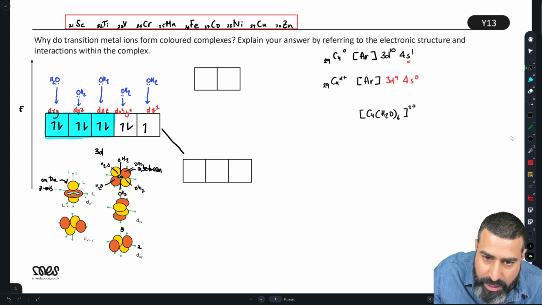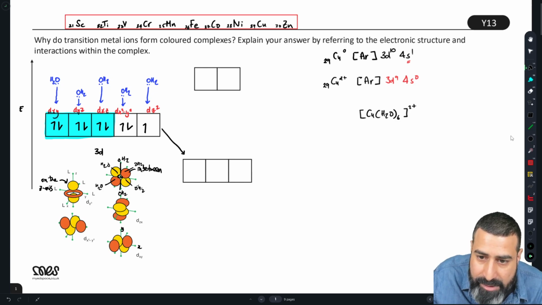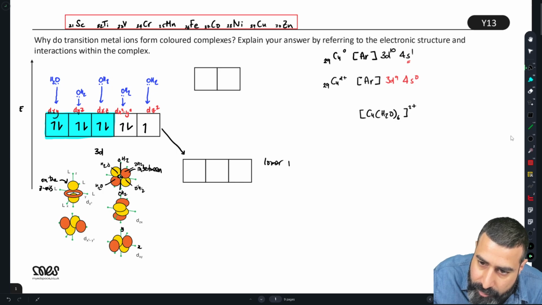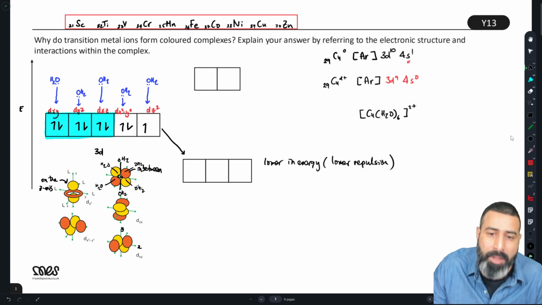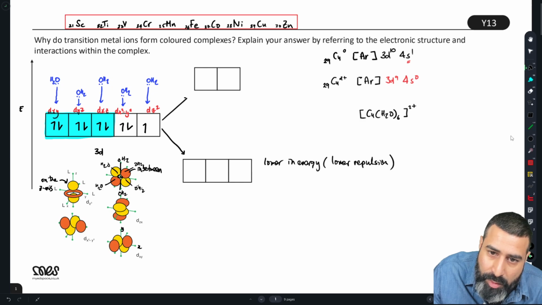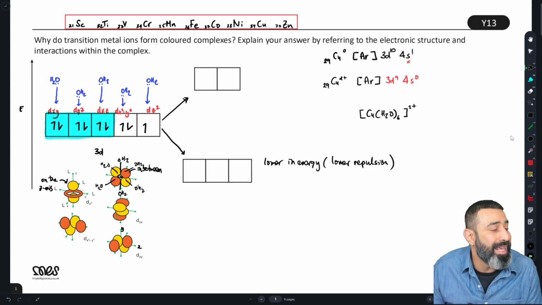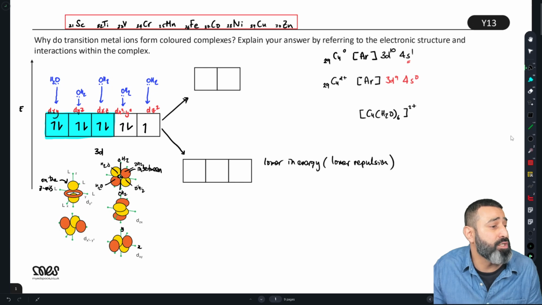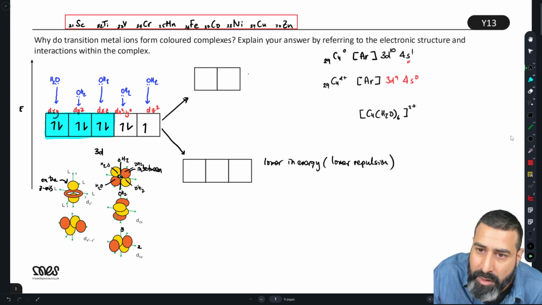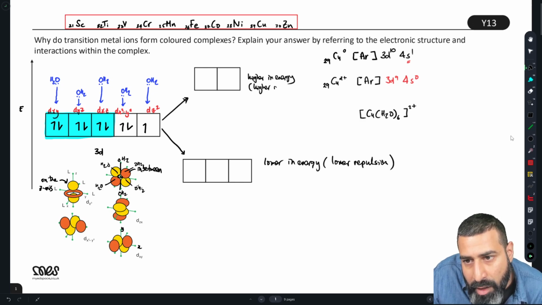So 3 d orbitals go below and these get stabilized, these are lower in energy. Lower repulsion between the electrons and the electrons in the transition metal center. And then these 2 sets of orbitals, they get pushed higher up in energy because there's more repulsion between the transition metal center electrons and the ligand electrons. These go higher in energy. Higher repulsion.